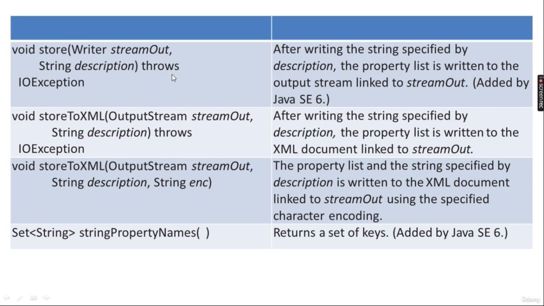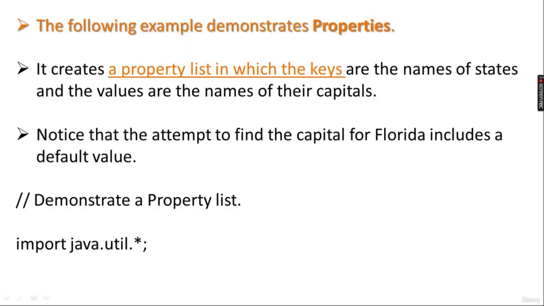Added by Java 6. Void storeToXML(OutputStream out, String description) throws IOException. After writing the string specified by description, the property list is written to the XML document linked to stream out. Void storeToXML(OutputStream out, String description, String encoding). The property list and the string specified by description is written to the XML document linked to stream out using the specified character encoding. Set stringPropertyNames returns a set of keys, added by Java 6.